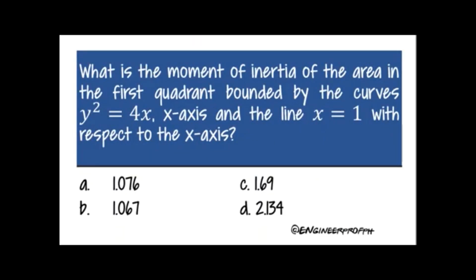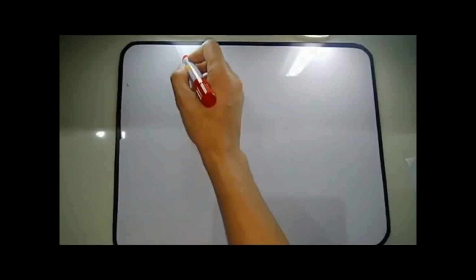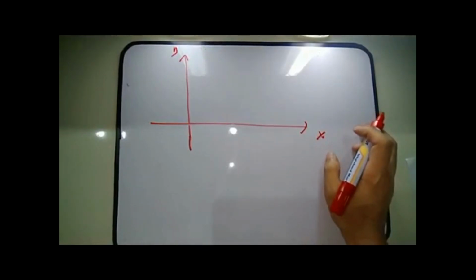What is the moment of inertia of the area in the first quadrant bounded by the curves y squared is equal to 4x, the x-axis, and the line x is equal to 1 with respect to the x-axis? So, first step tayo, guys, i-graph natin yung curves. So, ito, guys, first quadrant lang tayo.